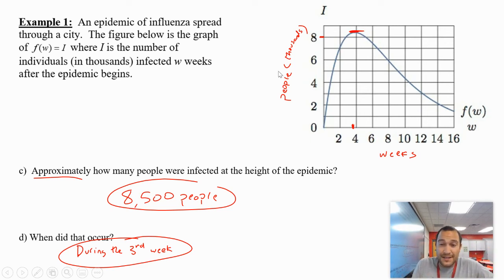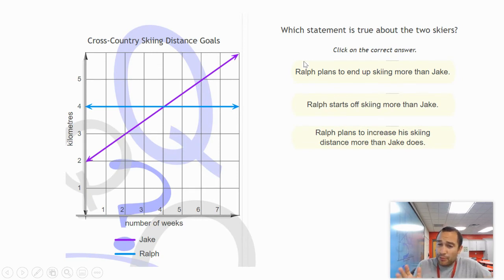If you're doing this course in Edmentum, this is what an example problem is going to look like. I do want to go through one example problem. You don't have this on your notes to write, so just listen and watch. It says cross-country skiing distance goals. So Jake is in purple here. Jake's goal at the start is to be able to go 2 kilometers, it looks like. And at the 1st week he wants to go 2.5 kilometers. After 2 weeks, he wants to be able to cross-country ski 3 kilometers, and so forth.